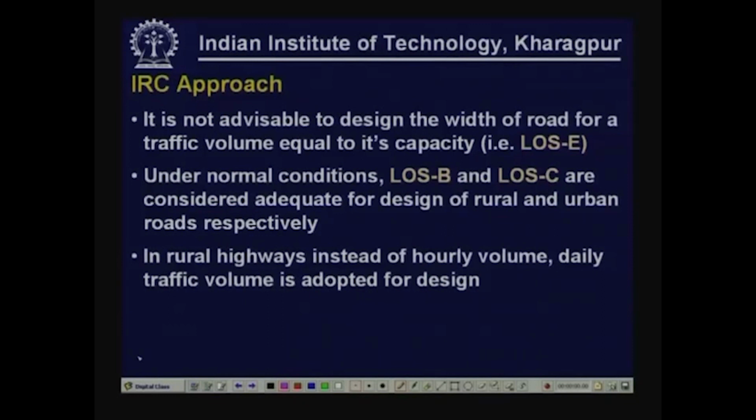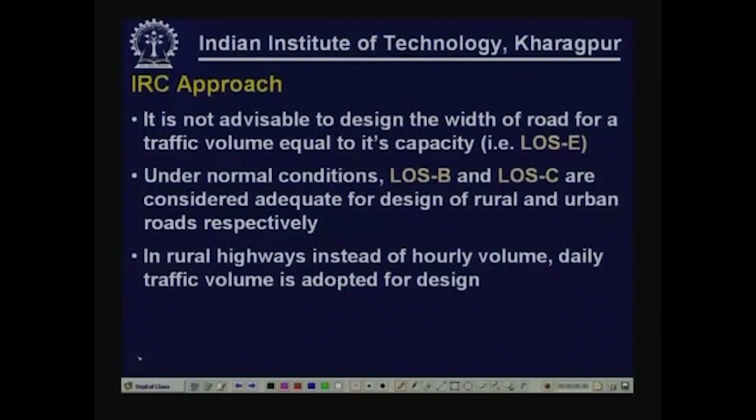Let us look at some of the salient points as mentioned in the Indian Roads Congress guideline. As per IRC, it is not advisable to design the width of a road for a traffic volume equal to its capacity. Obviously, there is a reason for that, because if a facility is designed for level of service E, no doubt the traffic volume can be accommodated, but with a poorer performance. Maybe the speed will reduce, the density will become very high, and freedom to maneuver will come down drastically. So, therefore, the quality of traffic operation will not be up to the desired level.